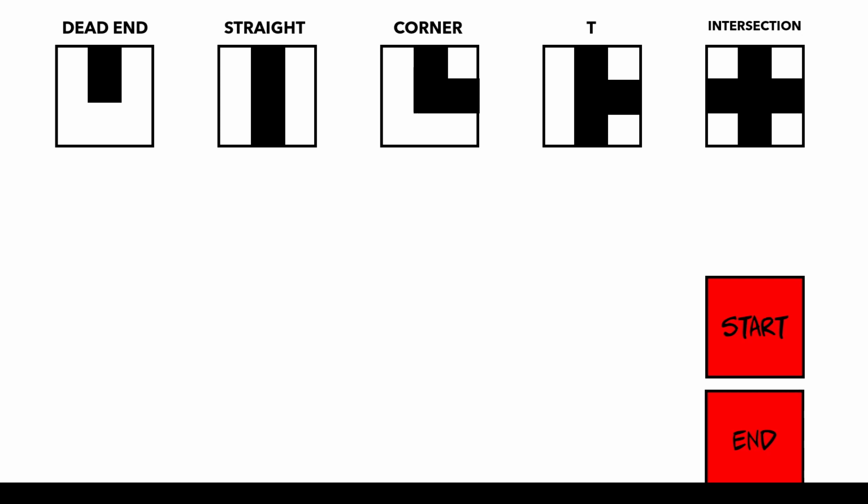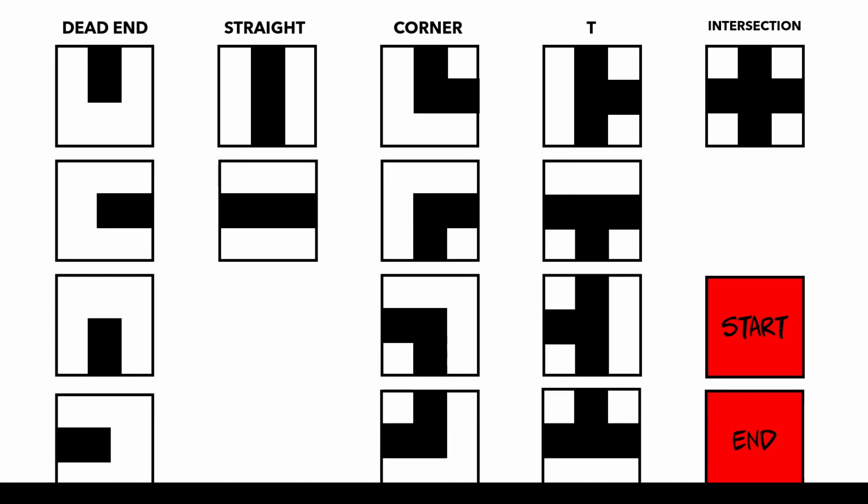Now technically, if you can design these 5 tiles, you have everything you need to create the maze, because the remaining tiles are created by rotating the first 4. So dead end, corner and T-shape, they have 4 variations, northeast, southwest, and straight has 2 variations. But if you create the first 5, everything else is created by rotating the first 4.